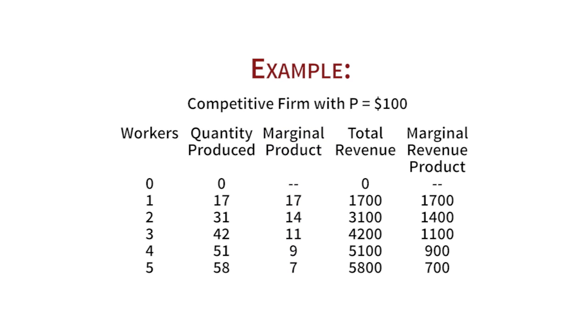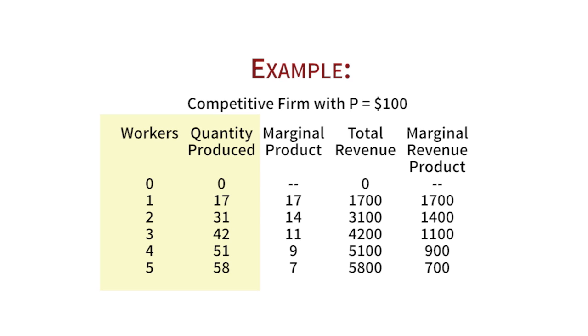So for example, as you move from 0 to 1 worker, the marginal product is 17. As you move from 1 to 2, the marginal product is 14. That's the difference between 31 and 17, and so on. So note that marginal product declines. That's the notion of diminishing marginal product, which is common to production functions. And the production function itself is just the first 2 columns.